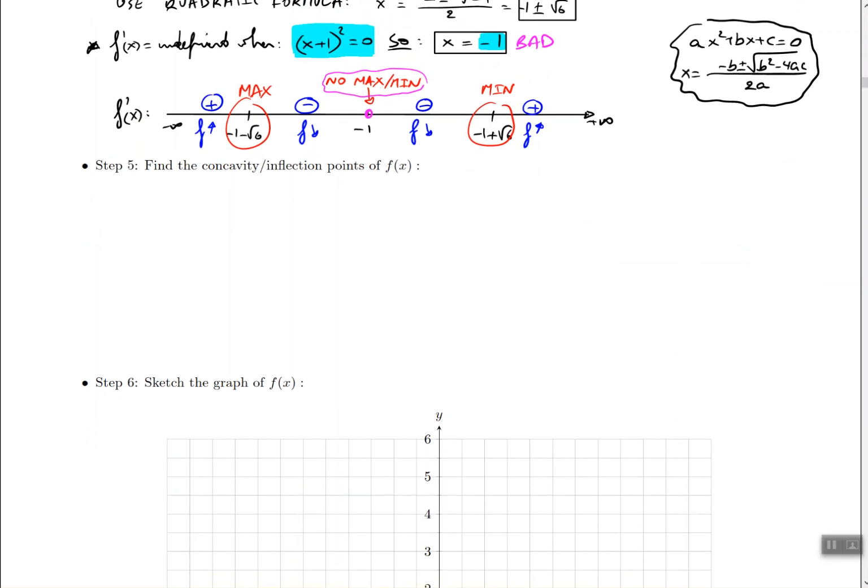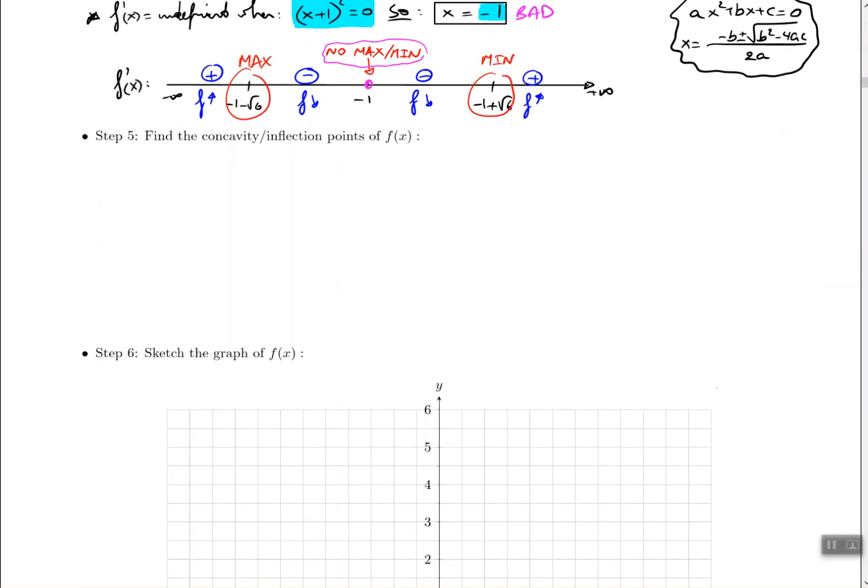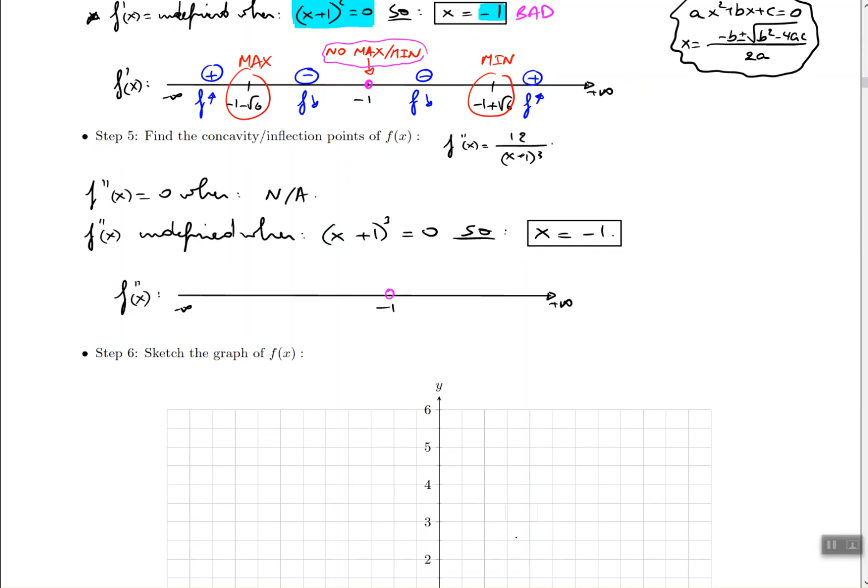So go ahead and pause the video and see if you can get the answer that I will get. So there's the second derivative test, and again, in order to find out what makes the second derivative equal to 0, I grab the numerator and I set it equal to 0, but that's not possible.